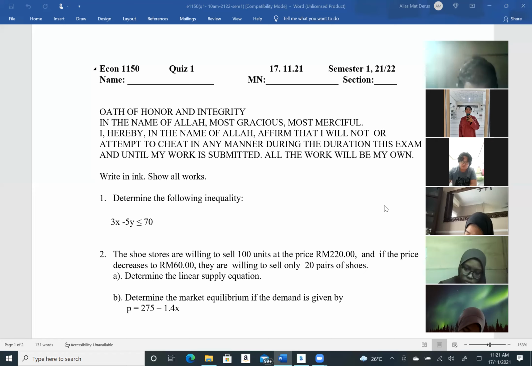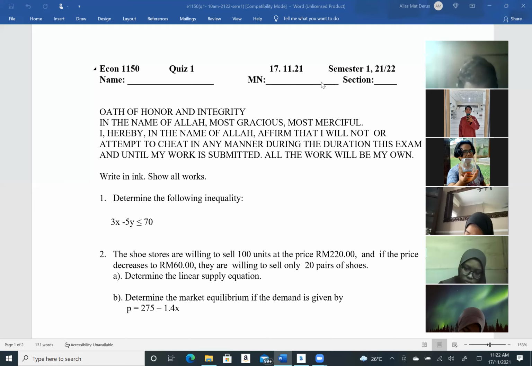Sir, do we need to rename the file? No, I don't think so. You just submit, but your name is important. You just need your name, your number and section number, as long as it is in quiz one.